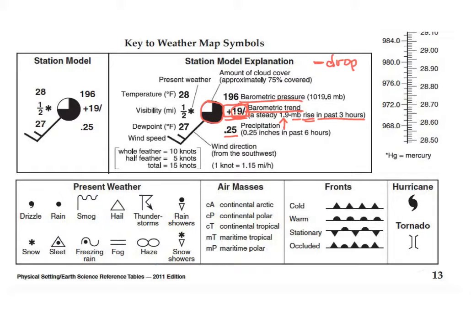The reason they do that, they're trying to reduce the number of decimal points here because sometimes decimal points are a little hard to see on a station model. So they're trying to reduce the number of decimal points they have on this station model. So let's go back to our example and see if we can figure out what the barometric trend is.